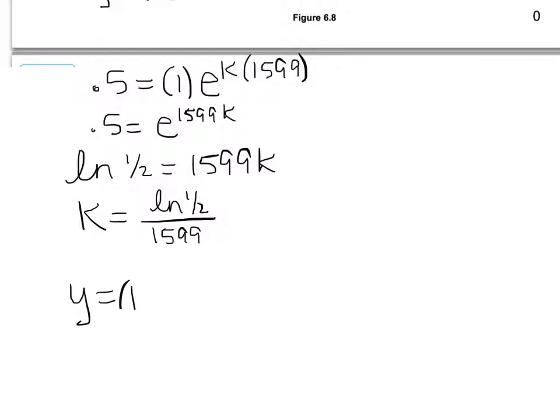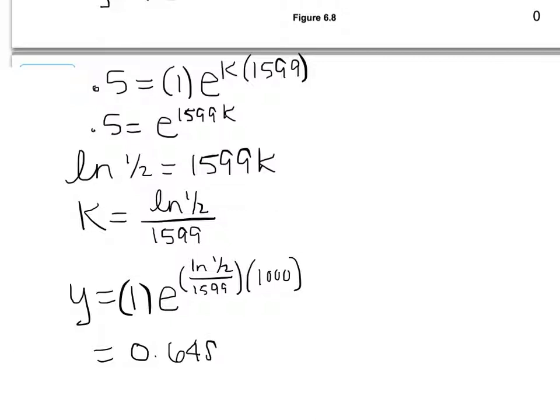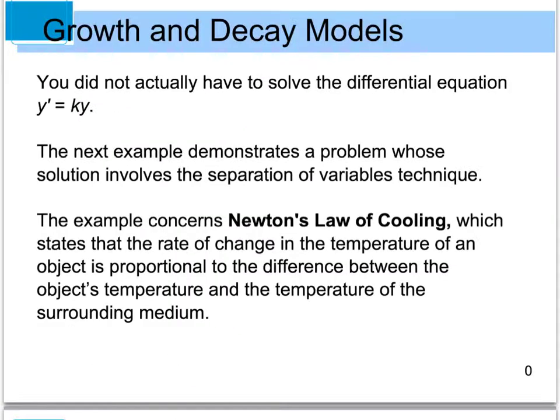So I have y equals 1 times e to the value of k, which in this case is the natural log of 1/2 divided by 1,599, and I'm going to multiply that value by 1,000 years. When I type that into my calculator, I got 0.648 grams. And the original question says, will more than 1/2 gram of radium remain after 1,000 years? And because 0.648 is greater than 0.5, we will say yes.